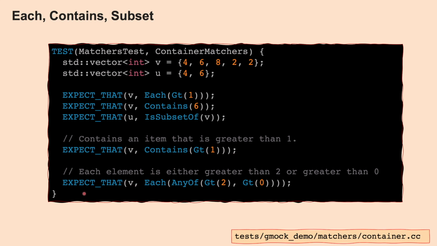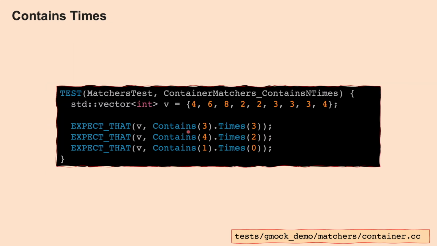Now let's look at this one. Here, we are saying expect that each element inside V matches any of these matchers. It's greater than 2 or it's less than 0. So in short, we are saying expect that each element inside V is greater than 2 or less than 0. You can see how powerful these matchers are, and you can use them and chain them to create very complicated matchers.